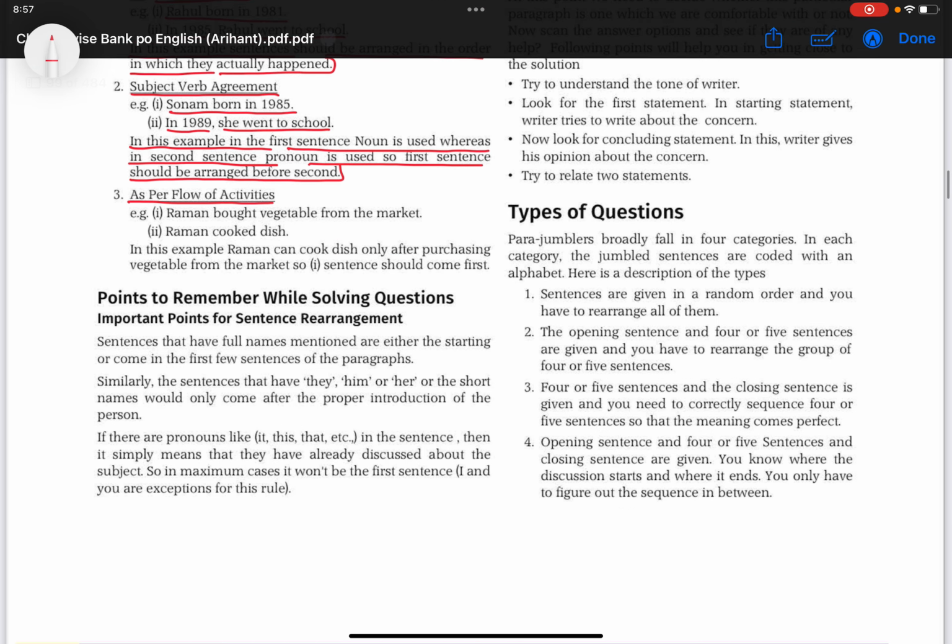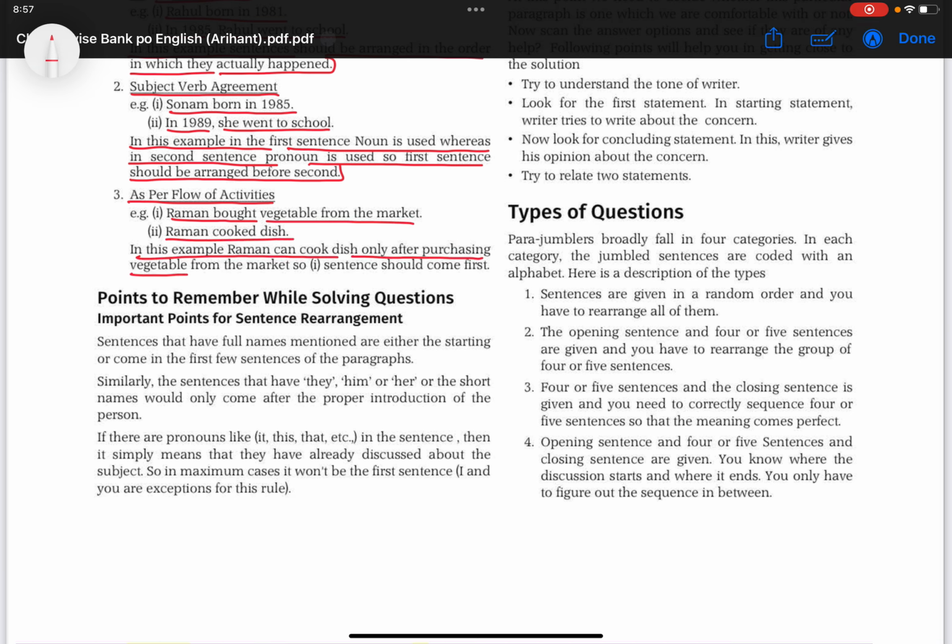As per flow of activities: Raman bought vegetables from the market. Raman cooked a dish. In this example, Raman can cook a dish only after purchasing vegetables from the market. So this sentence should come first. Points to remember while solving questions. Important points for sentence rearrangement.